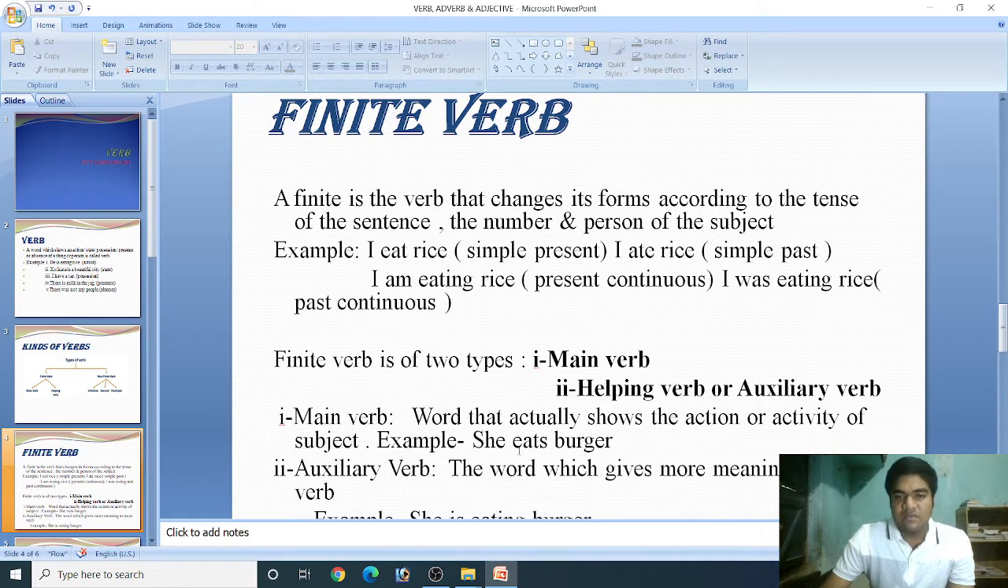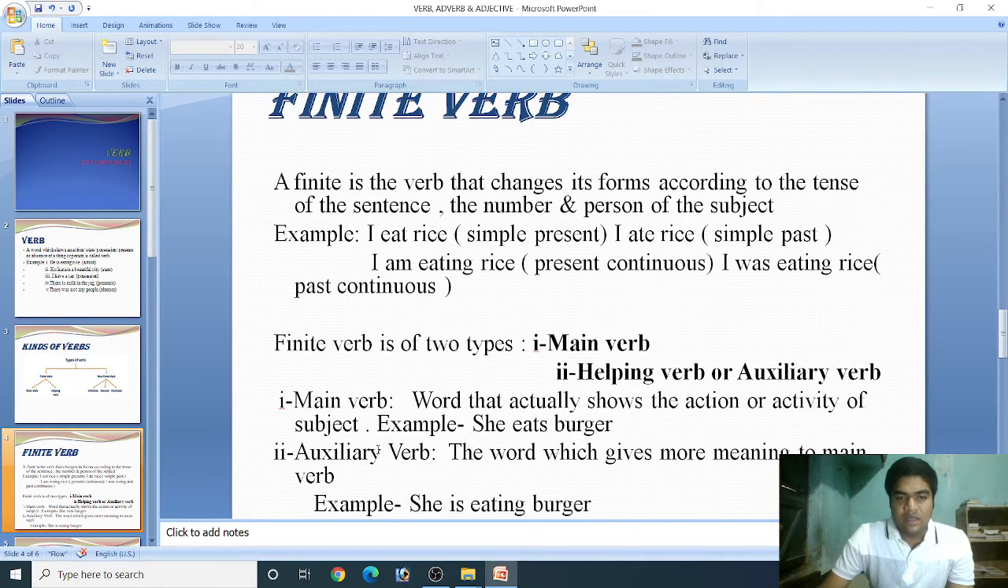This main verb eats doesn't take help from any other verb to express its full meaning. An auxiliary verb is the word which gives more meaning to the main verb. Here is an example: she is eating burger. The earlier example was she eats burger. Here, in she is eating burger, we have another verb, is. So is gives a different meaning to this sentence.